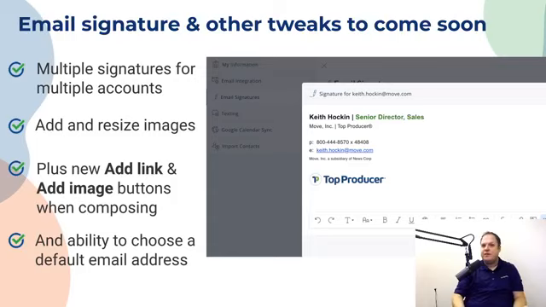And the feature set for email signature is there's a couple things. One, you'll be able to have multiple signatures based on multiple email accounts. So if you have a Keith at topproducer.com, you have a Keith at realtor.com, you have a Keith at gmail.com, you'll be able to have a signature for multiple email accounts. I know you guys love to have images in your email signature. We're going to make it really easy for you to be able to add and resize images and make it look good. We're also going to have the ability to add link and add image buttons to any email moving forward. And then you'll also be able to choose a default email address for all emails going out of Top Producer.